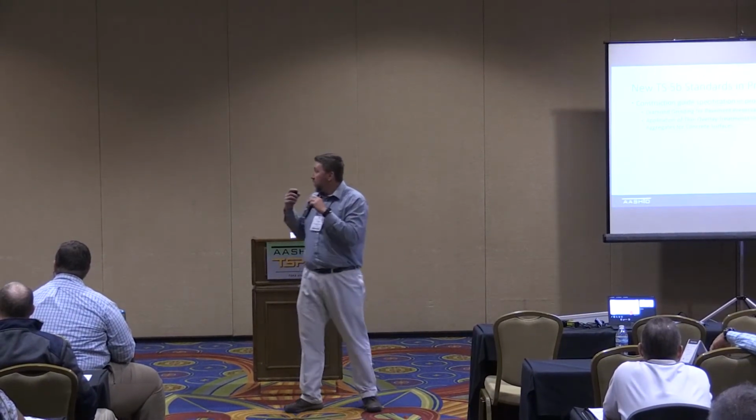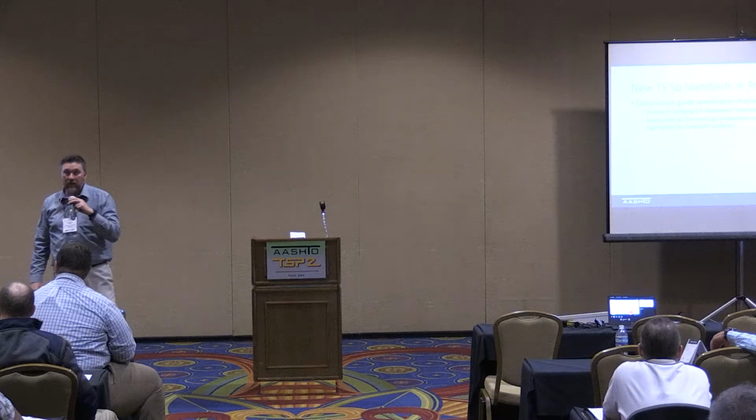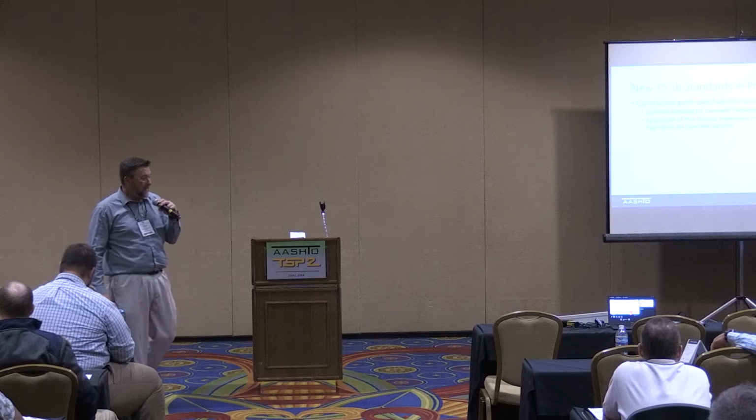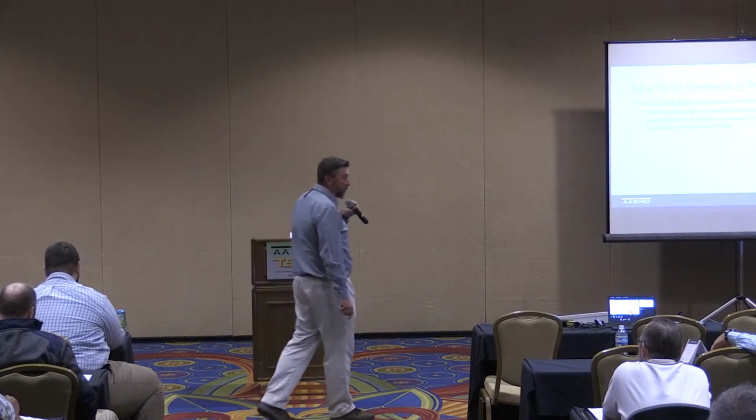We also have some new standards that are in process. Right now we have two that have been going through our standard process. One is for diamond grinding, and the other is for the use of a thin bonded overlay with a resin binder. Essentially it's like HFST, but not with calcined bauxite, and using different resins and whatnot to try to work that out. Some of that's built through NCPP. I think some of that came along with things that NCPP have been working on.